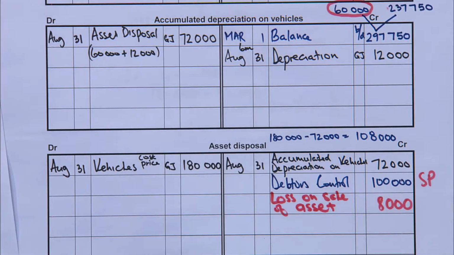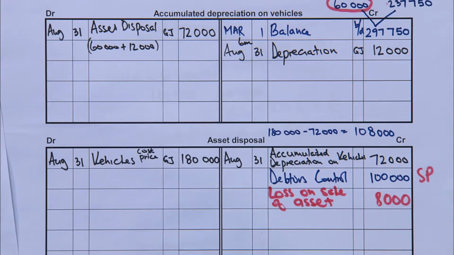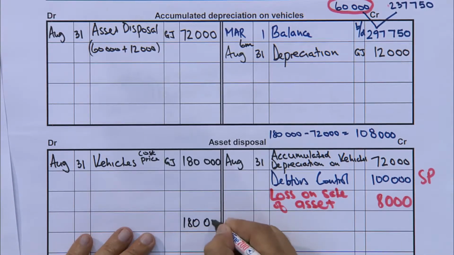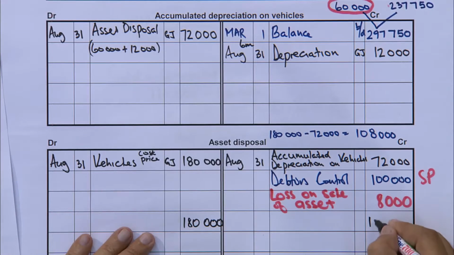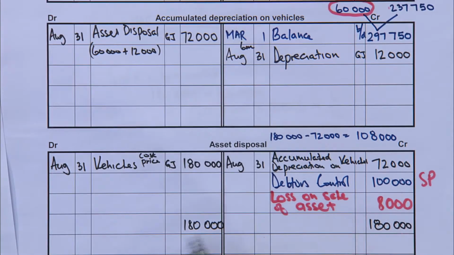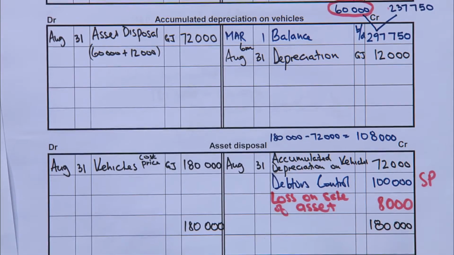Okay. Then we just have to total the asset disposal account, and you'll see both of the totals will come to 180,000. No opening balance, no closing balance. The asset disposal account is complete.